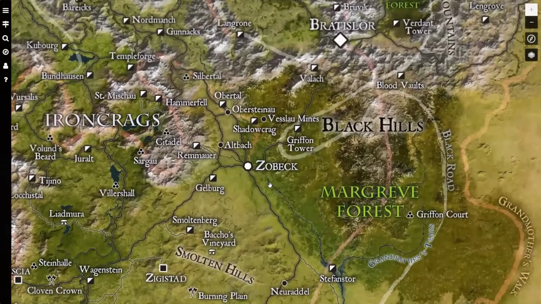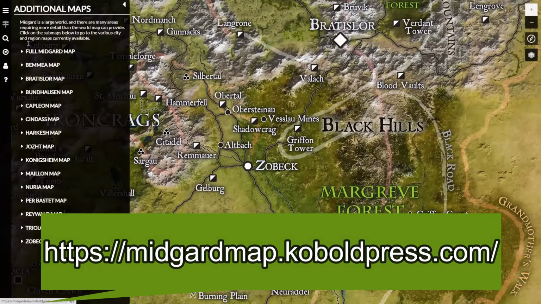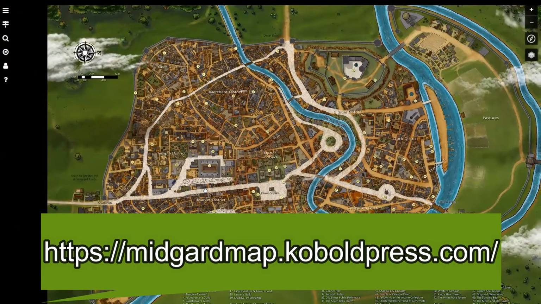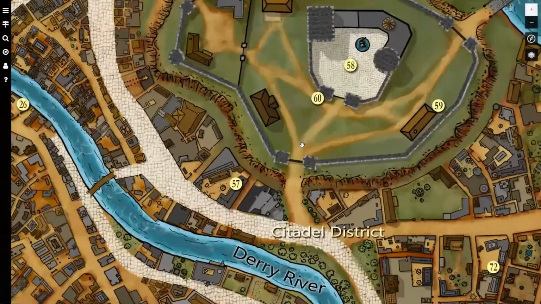First, we're going to zoom into Zobeck. If you want to see this map, it's available. Just look for Kobold Press's Midgard map, and you will find it. Scroll down, look for the Zobeck map. Here we have the map of the city of Zobeck. And now let's zoom into the Citadel District.